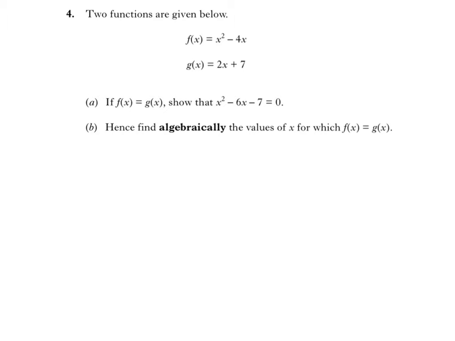Section 13, question 1. Two functions are given below. f of x equals x squared minus 4x. g of x equals 2x plus 7. Part A says, if f of x equals g of x, show that x squared minus 6x minus 7 is equal to 0. This question is telling us what to do here, pretty simply. It's saying make f of x, x squared minus 4x, equal to g of x, 2x plus 7.